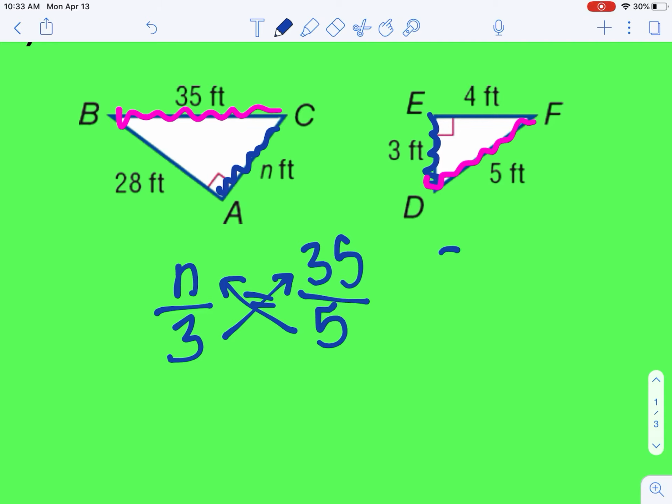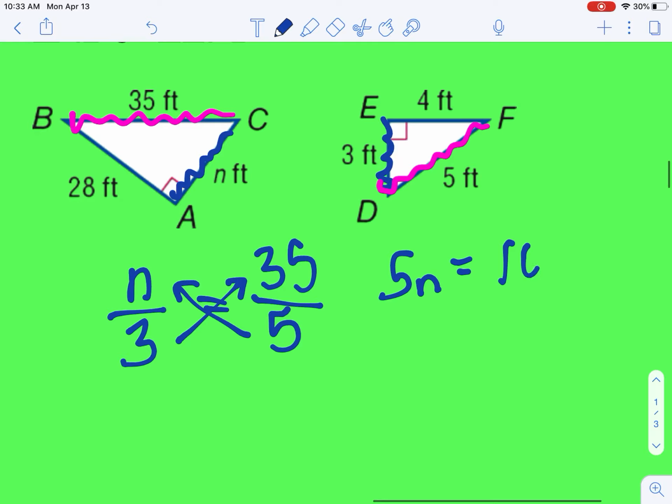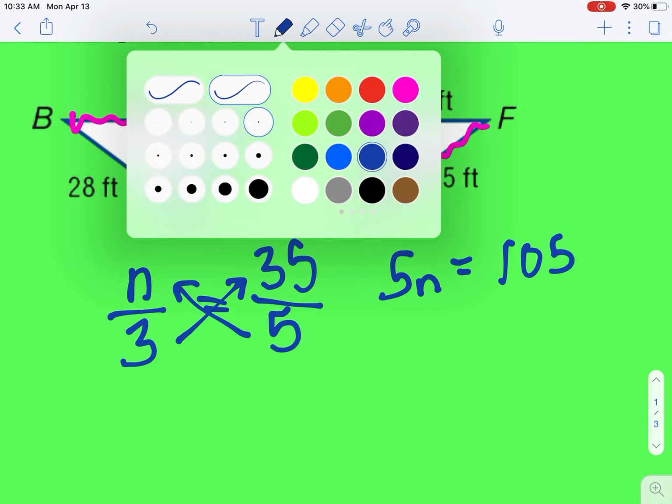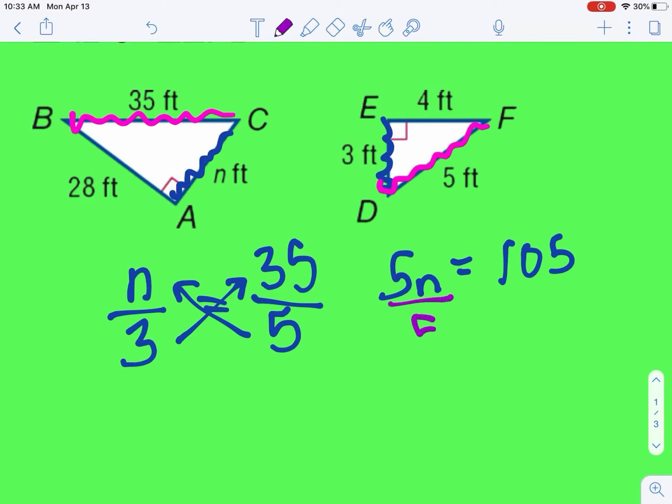5 times n is 5n. 3 times 35 is 105. We're going to divide by 5 on both sides, and n equals 21 feet.